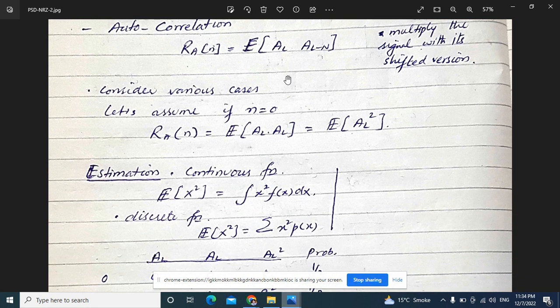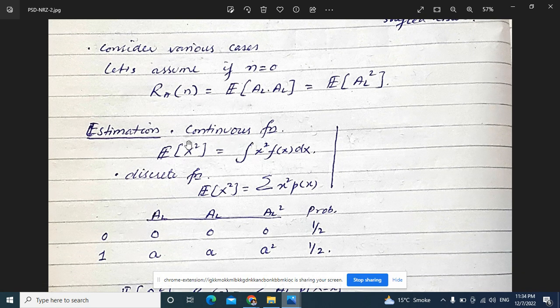So you can consider various cases. Let's assume n is equal to 0. If you insert n equal to 0, then R of A n is equal to the expectation of AL multiplied by AL, and the answer will be AL square.